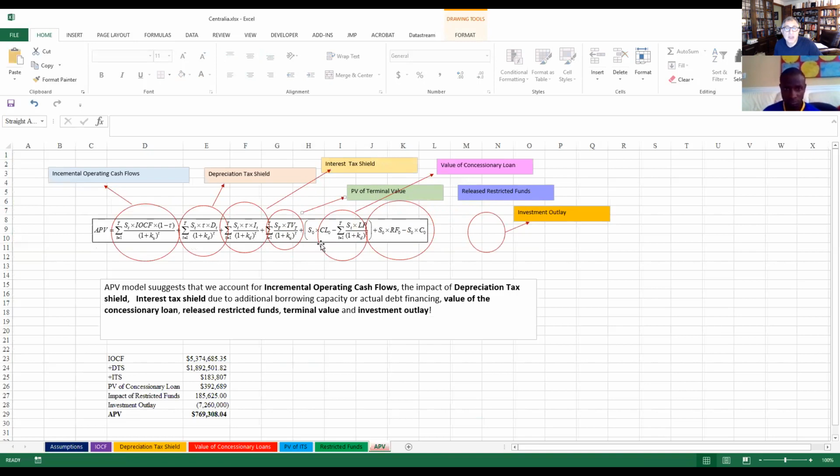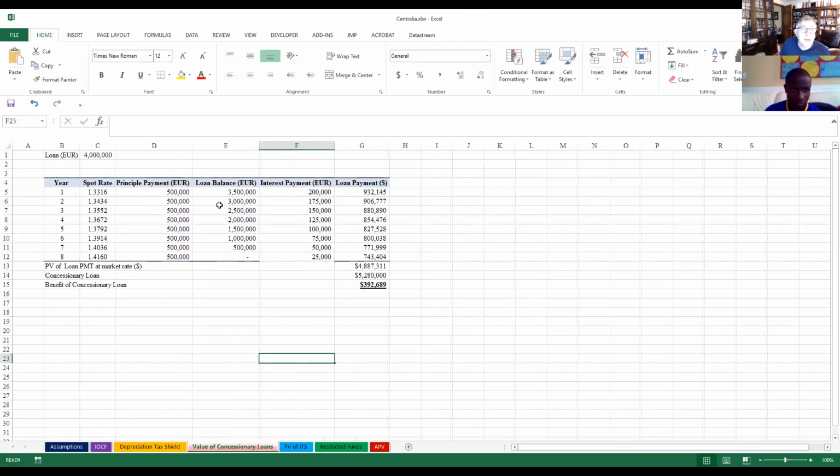But the part that I actually want to talk about is this part. This is the value of the concessionary loan. This is the face value of the loan, which is 4 million euros. This is the present value of the loan cash flows at the subsidized cost of debt. We are going to receive a 4 million euro loan. This is an 8-year loan. Principal is 4 million. We are going to pay it in equal installments of 500,000 euros each year over an 8-year period.